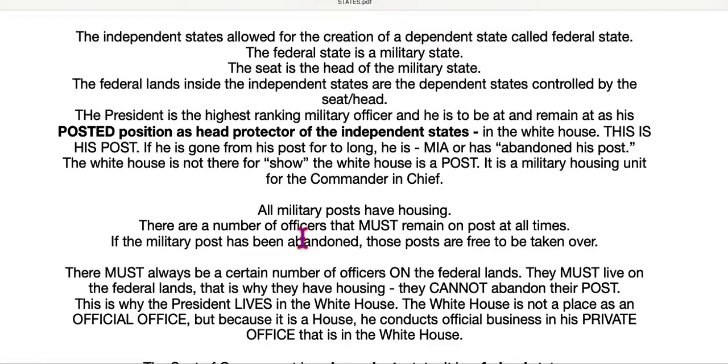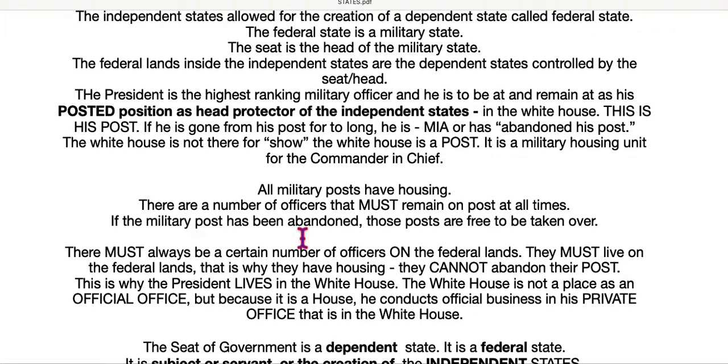All military posts have housing. There are a number of officers that must remain on post at all times. If the military post has been abandoned, these posts are free to be taken over. They can't be abandoned. They have to be manned at all times. That's why the officers have to remain on the military posts. To remain on the military post, they have to have housing. There must always be a certain number of officers on the federal lands. They must live on the federal lands. This is why they have housing. They cannot abandon their posts.